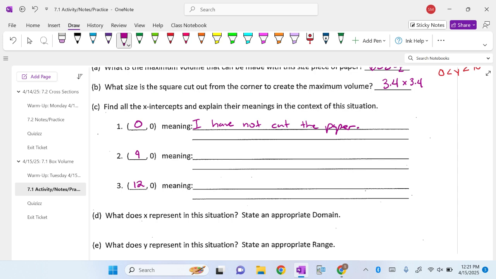All right, what does the 9, 0 mean in this situation? So we said the biggest width that we could cut out was 8 by 8. Why could we not cut out a 9 by 9? Because it would be 2-dimensional. So 9 by 9 means we no longer have a width.